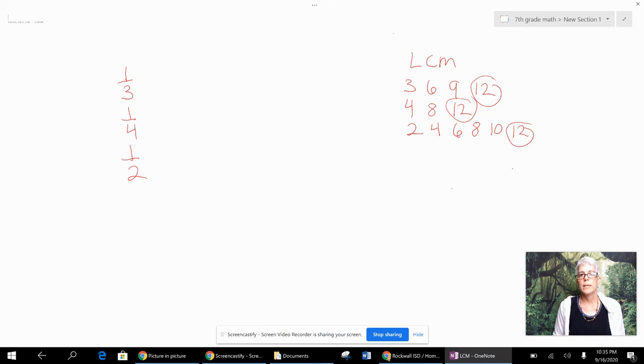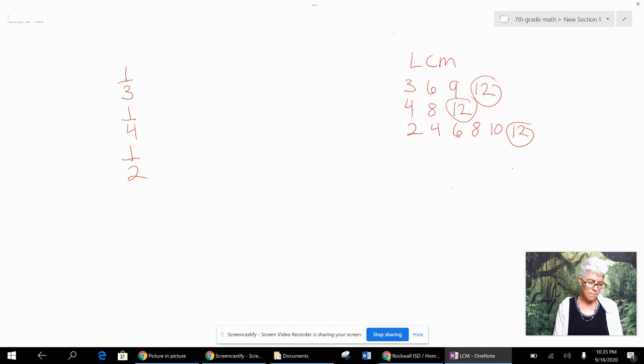Hey guys, today we're going to be talking about how to add and subtract fractions using a least common multiple. When you're finding the least common multiple for a fraction, we also call it a least common denominator because we need the denominators to be the same.